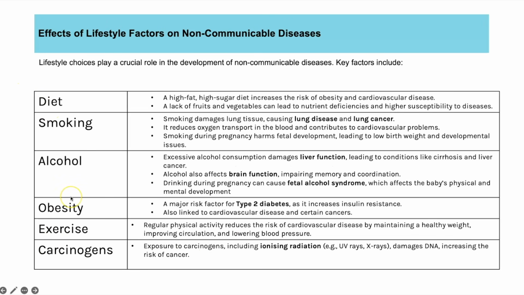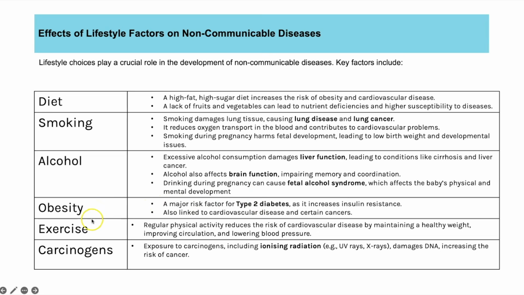So here's just a summary then of some lifestyle factors which can increase the likelihood of you developing certain non-communicable diseases. So diet, we can see that there's a link here to high sugar, high fats, increasing the likelihood of obesity, cardiovascular disease, also diabetes type 2. Smoking is linked to lung disease and cancer. Alcohol, excessive alcohol consumption can lead to liver disease affecting liver function, brain function, and if you're drinking when you're pregnant, that can lead to fetal alcohol syndrome.